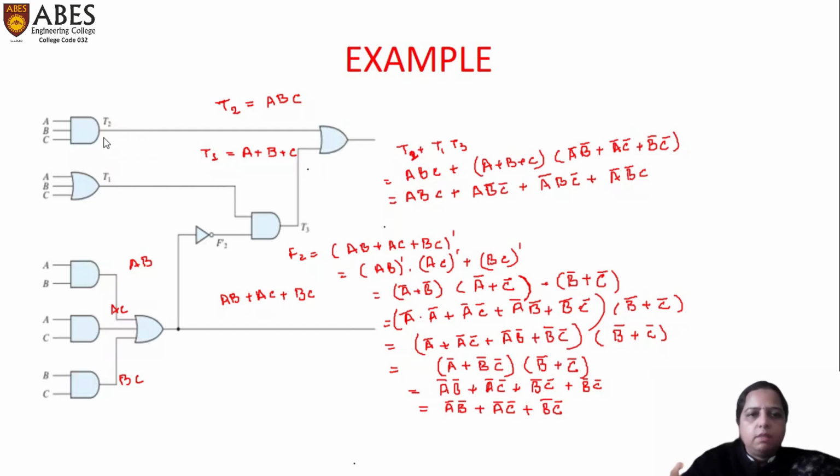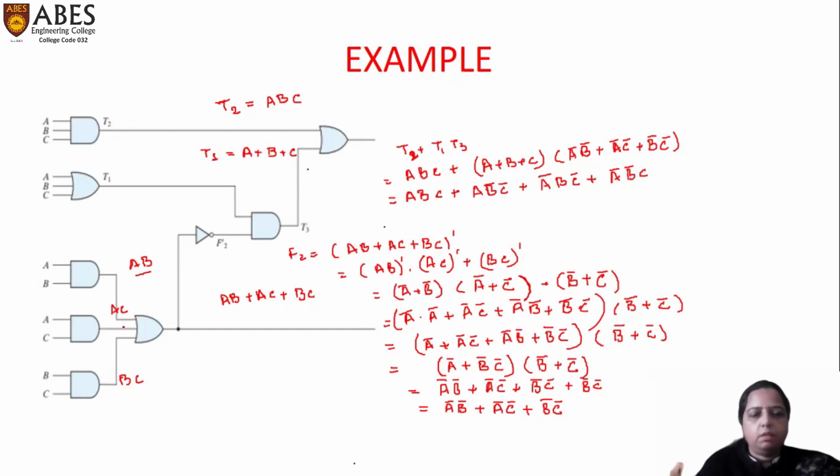So we can analyze this circuit. First of all, we will see that here is an AND gate. So T2 will be equal to A dot B dot C. Then we have OR gate. So T1 will be equal to A plus B plus C. Then the output of this AND gate will be A into B. Output of second AND gate is A into C, and output of third AND gate is B into C.